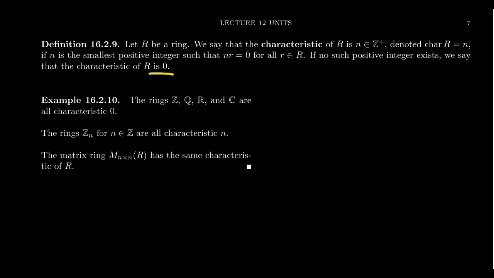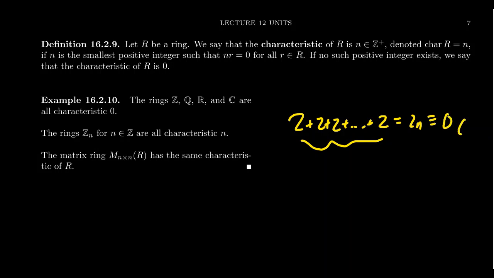Rings of characteristic zero, we've seen several of these before. So for example, the ring of integers, the ring of rational numbers, real numbers, complex numbers, these are all rings of characteristic zero. There is no finite number for which when you add elements together, you get back itself. But if we consider, say, the ring Zn, the ring of integers mod n, it's kind of in the name there. This is a ring of characteristic n, because if I take something like 2 plus 2 plus 2 all the way down, if I do it n times, well, as an integer, this is the same thing as 2n, which is then congruent to 0 mod n. Therefore, Zn is a ring of characteristic n.